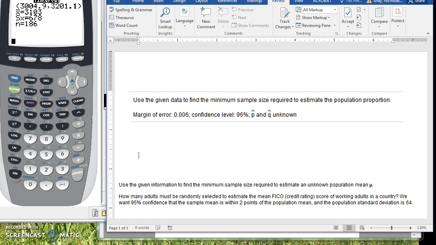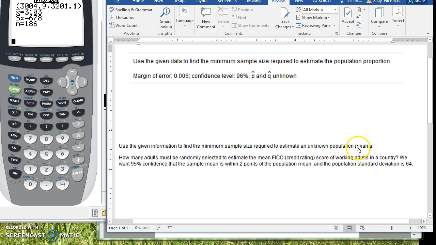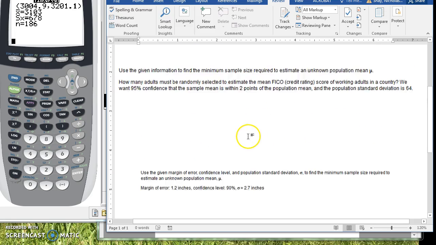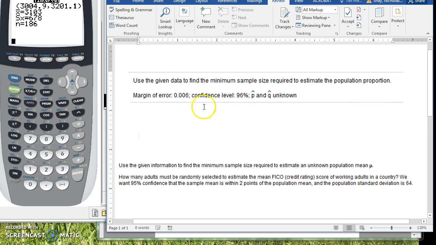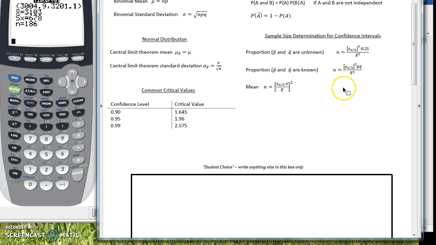Okay, so you sent me a few questions, and they were all over: minimum sample size required to estimate population proportions, finding the minimum sample size for a mean, and using the margin of error and population to find the minimum sample size required to estimate a mean. So these two are means, and this one is going to be a proportion. So take a look at your formula sheet. You're going to be using one of these, right?